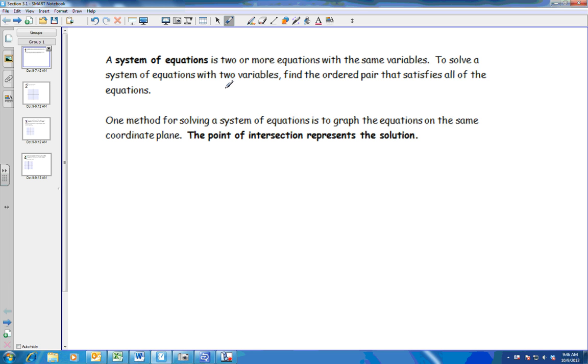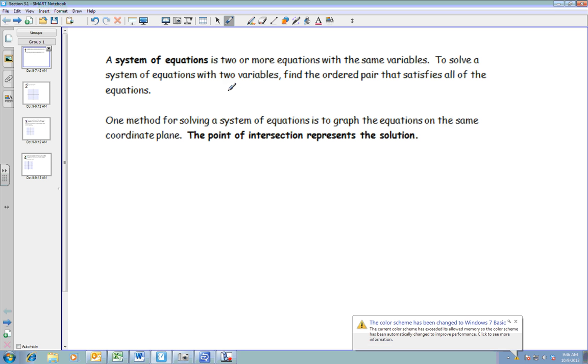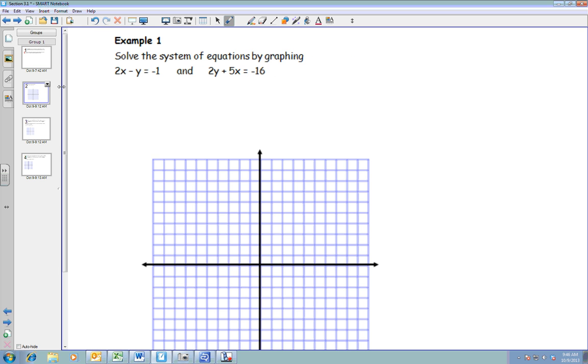There are three different ways we're going to talk about solving systems of equations, and the first way is to solve by graphing. One method for solving a system of equations is to graph the equations on the same coordinate plane, and the point of intersection represents the solution. So let's look at an example.